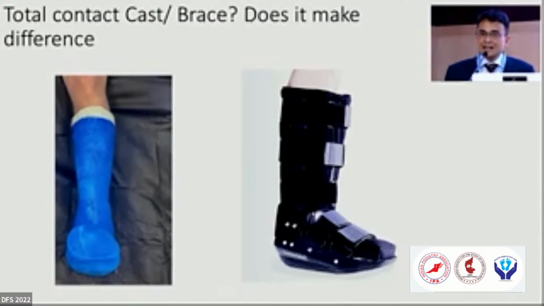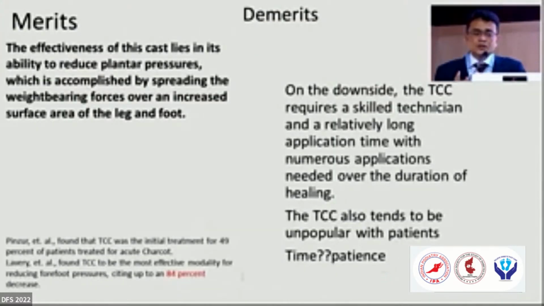So then we started looking at whether these can be managed only with a total contact brace, something which behaves like a total contact cast, which is a pneumatic brace. If you look at the demerits with the TCC, it requires several applications and patient compliance, and sometimes we may not be winning over here. So recently, there is a general acceptance the patient can be managed with a pneumatic brace, so that there is improved compliance, and we don't require a technical person assessing the patient all the time.